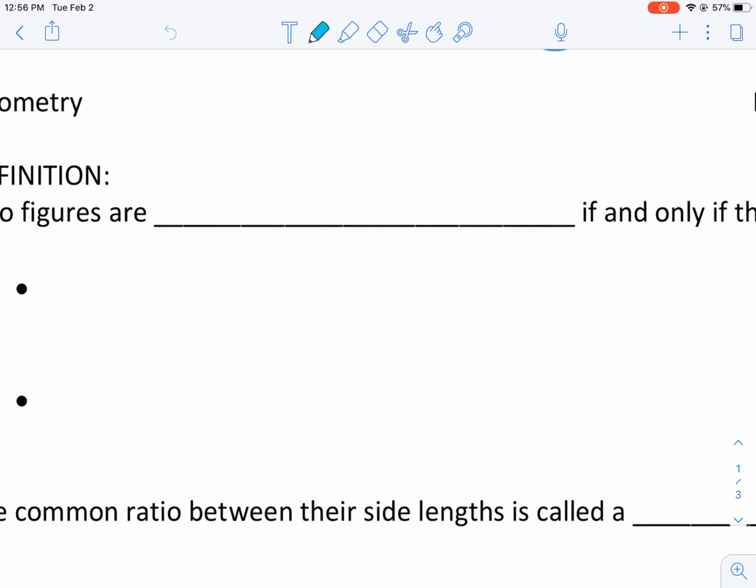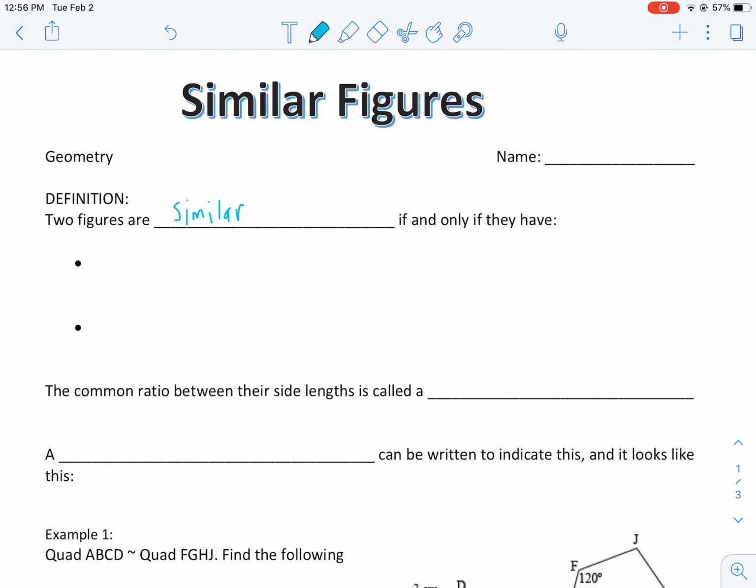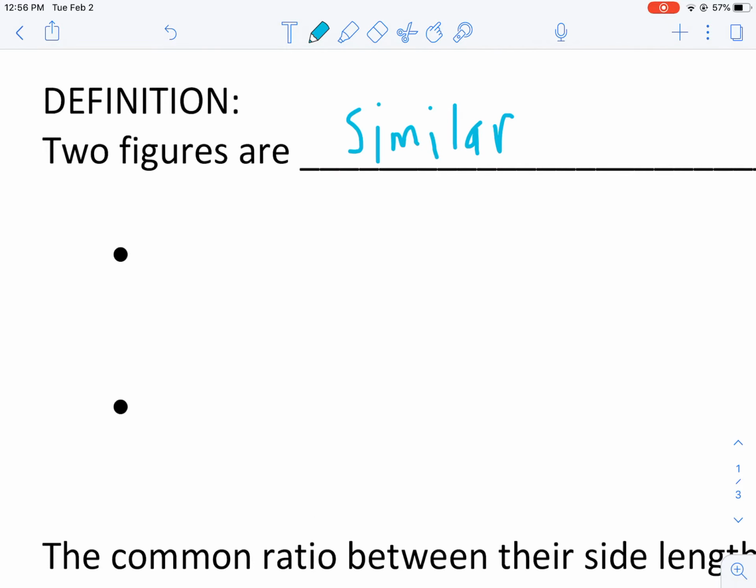So two figures are similar. Oh my gosh. Sorry, I left my stylus at school and I have to use this one at home and it's not as good. Okay. Two figures are similar if and only if they have... congruent. Okay, I just have to use my finger.